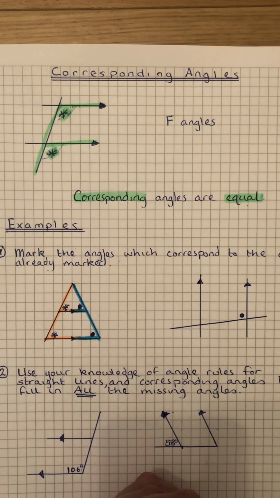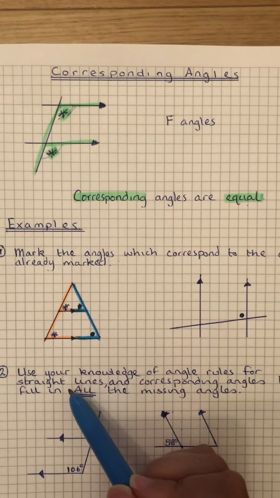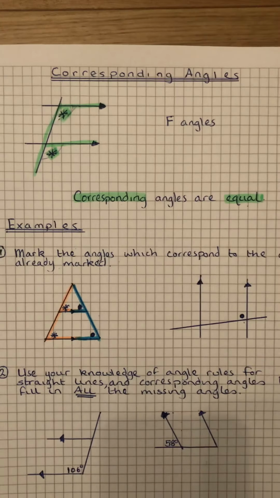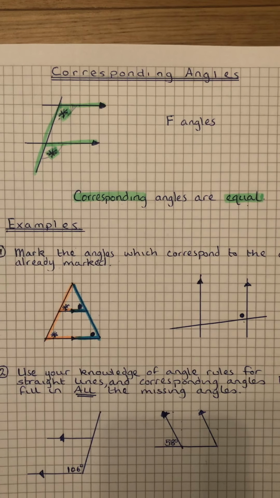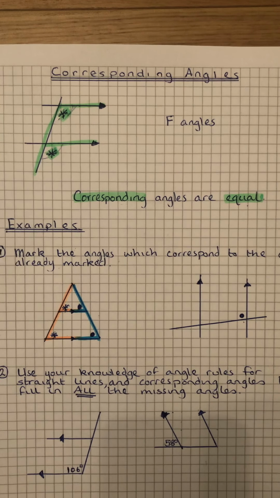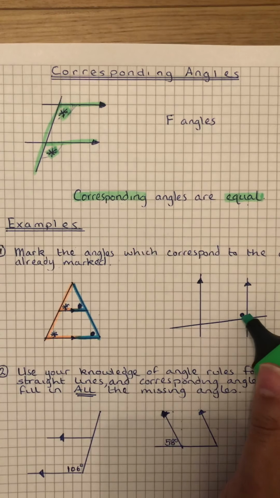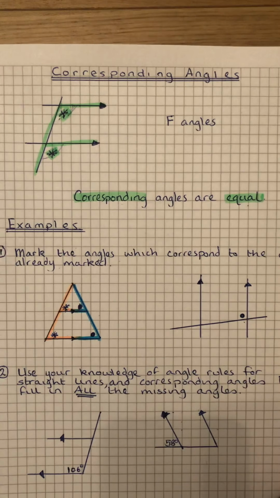So we've finished that question. We've marked in the corresponding angles to the ones that were already given. So what we've got to do is do the same thing for this diagram here. Now there's multiple F shapes that you could pick out in this one, but we want to find one specific F shape that includes this angle that's been marked.